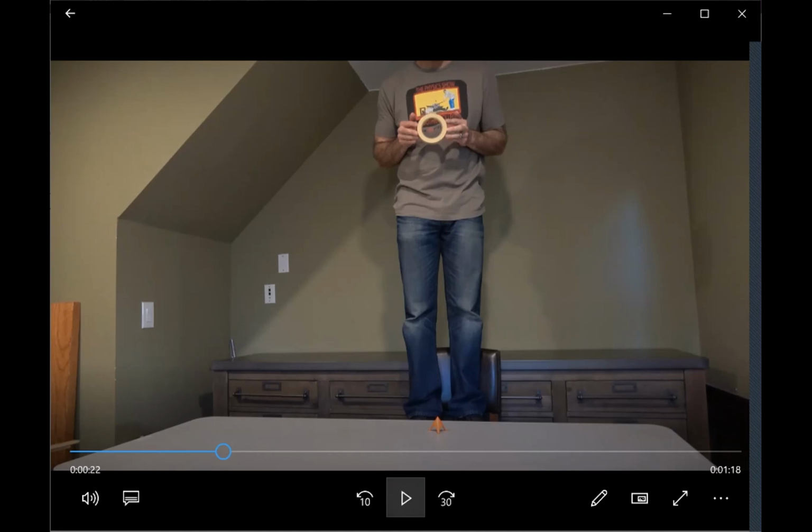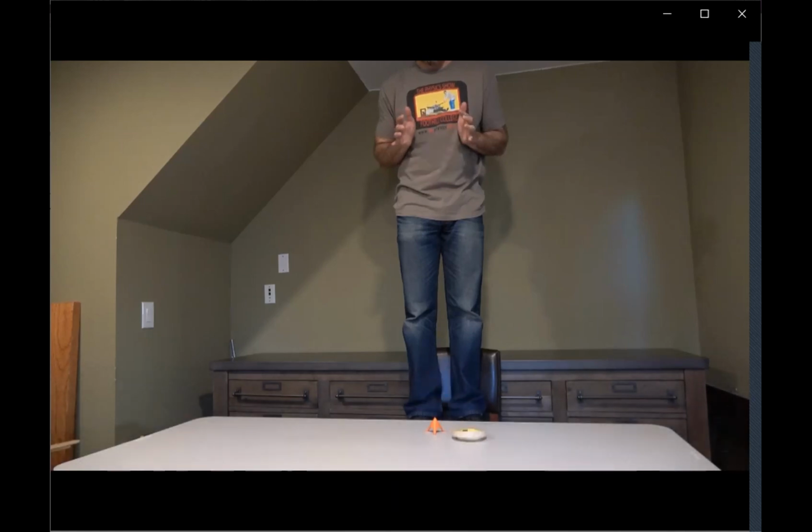Ready? Let's see, where is it going to hit the table? Once more in slow motion. Falls straight down.